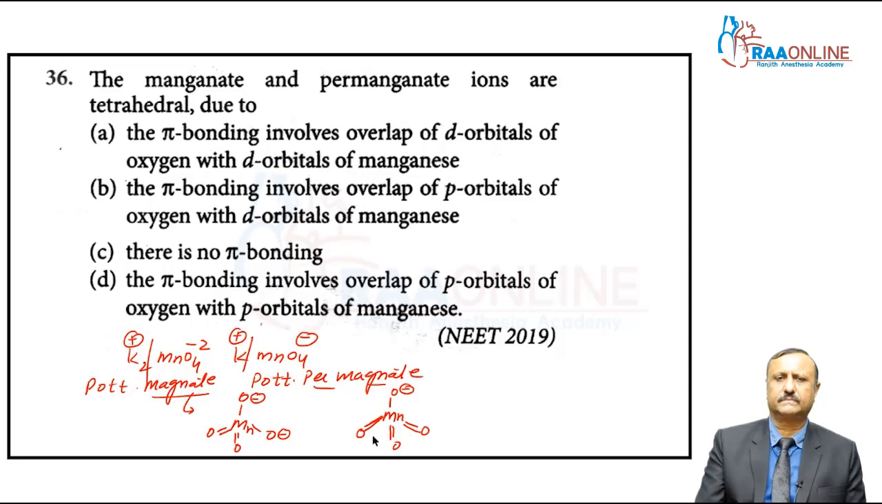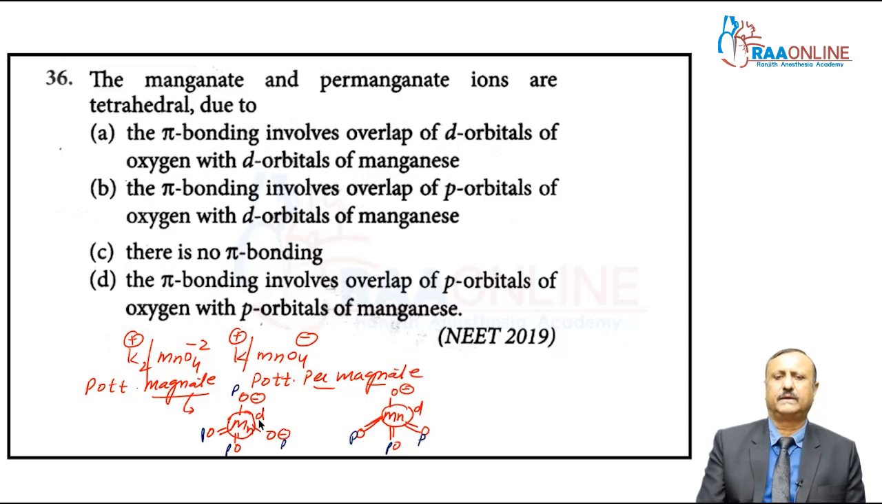So, my dear students, these are the structures and tetrahedral structures are present. Here the manganese d orbital is present. Now, when we see oxygen, the d orbital is absent in oxygen, only p orbitals are present. The same condition is present in permanganate. So, the tetrahedral structure is present due to the overlapping of orbitals.